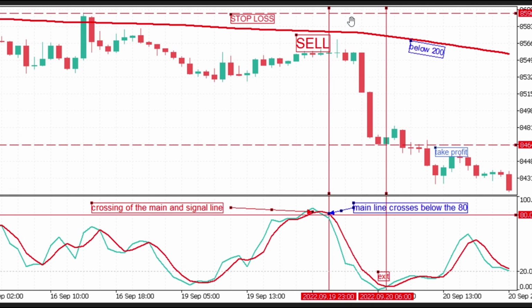So you can put your take profit above the moving average. You can put your stop loss above the moving average. And for your targets, there are two ways that we can actually use. For the targets, we can wait for the price or the stochastic to reach the overbought region, and we wait for the crossing of the main line, the red line, and the blue line here. Then we exit the market.